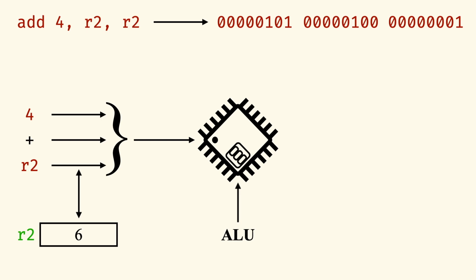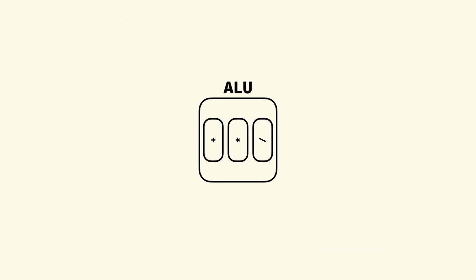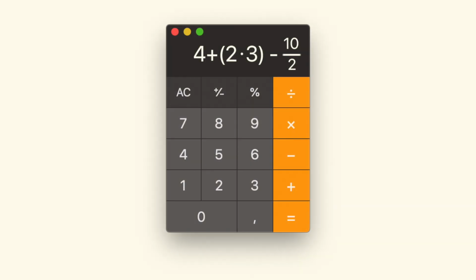First, the processor will take the constant value 4 and read the value 6 out of R2 and pipe these both into the ALU, which will use a bunch of adders like we just saw to add the numbers together. And out comes 10. The last thing the processor does for this instruction is take the value it got from the ALU and write it into our destination register, R2. Our other instructions, subtract, multiply, and divide, are done in the exact same way, just using different circuits in the ALU.